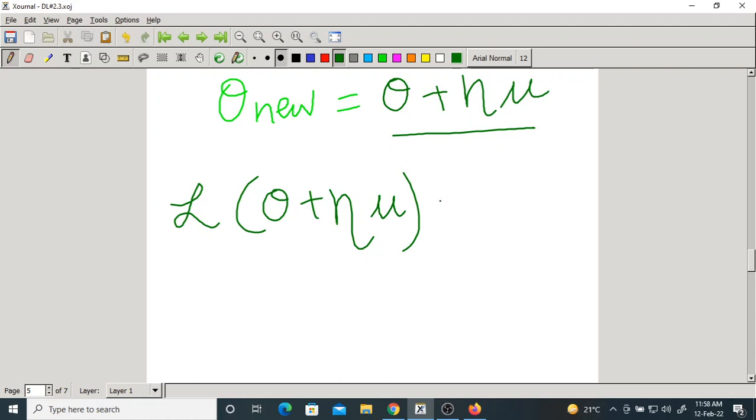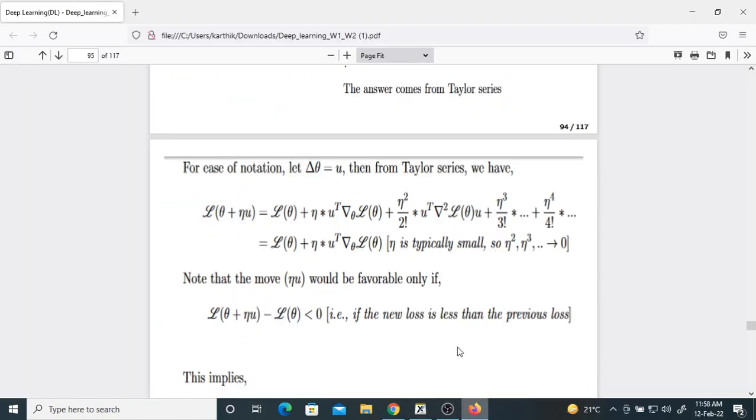Okay, so if you expand this using a what series? Taylor series. What do you get? This is the expansion. Okay, so finally, since eta is very small, we can neglect the square terms like eta square, eta cube, and so on.